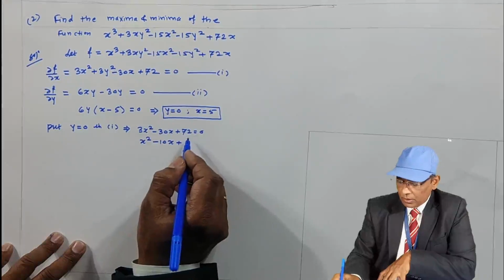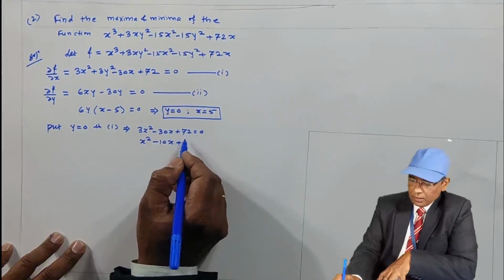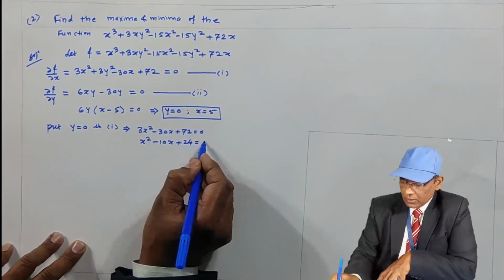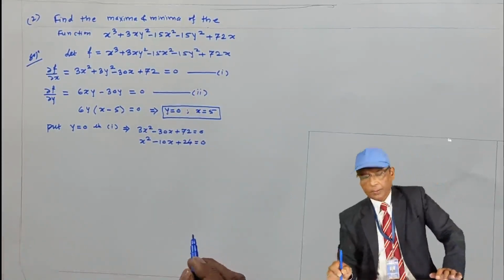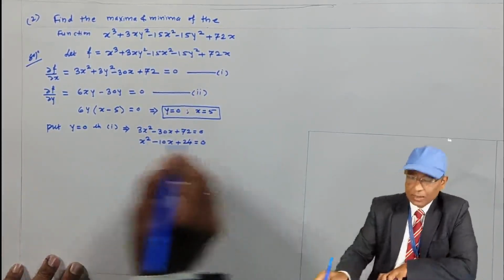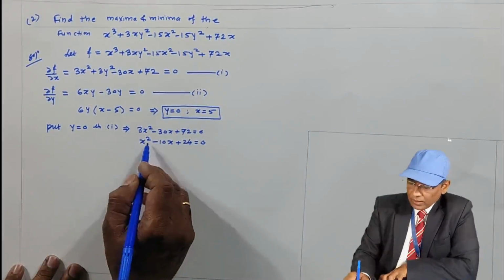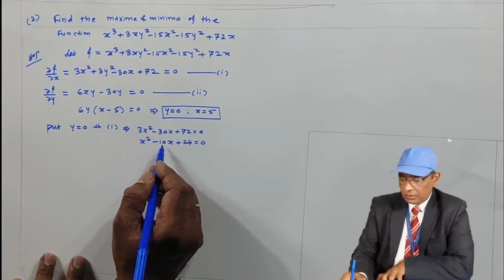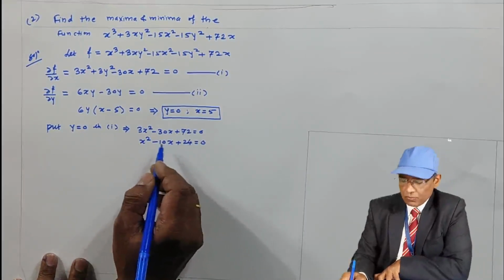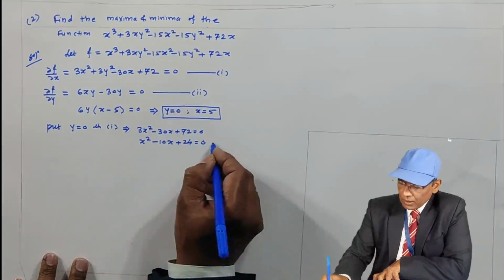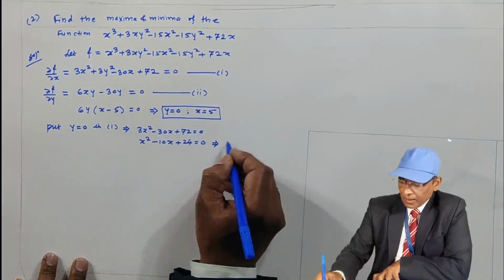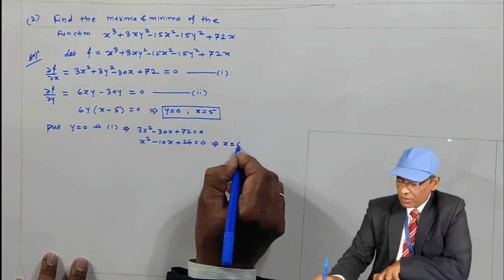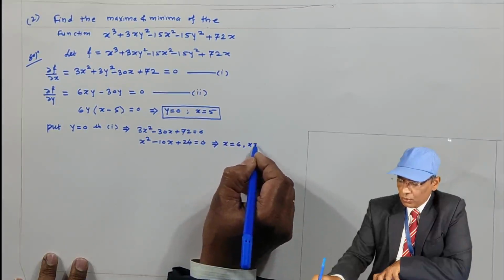This is what 3 is common and 2, 4. Is it okay? 24 divided by 3. Now try to solve this quadratic equation. 6 fours are 24, so you can use a calculator also here. Means x equal to x minus 6 and x minus 4. Therefore x equal to 6 and x equal to 4. These two values you will get.